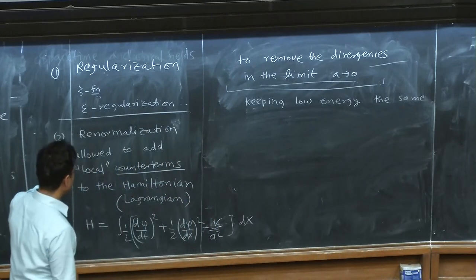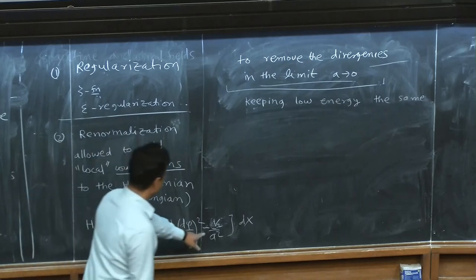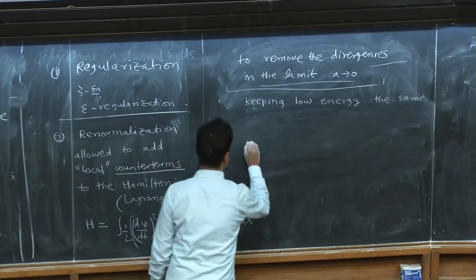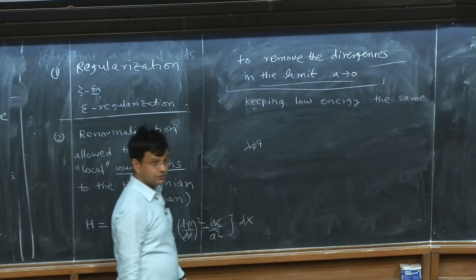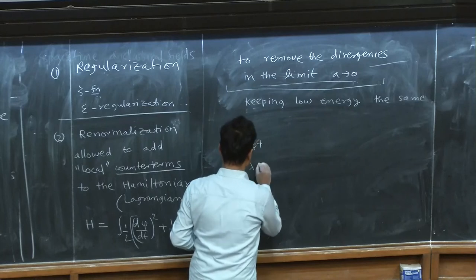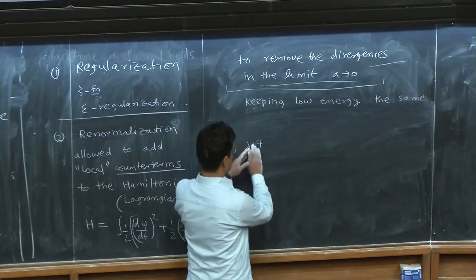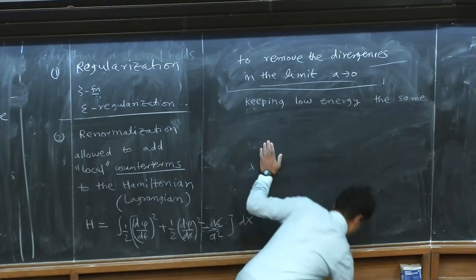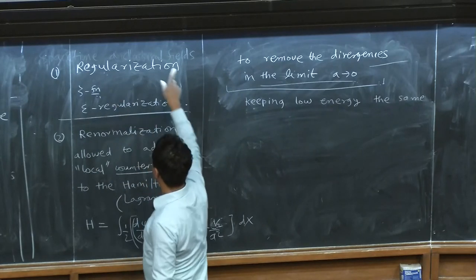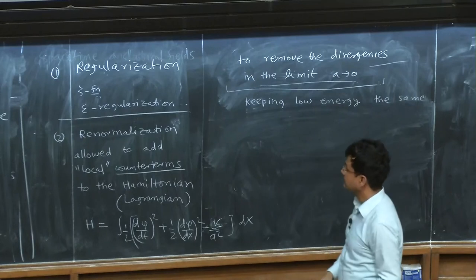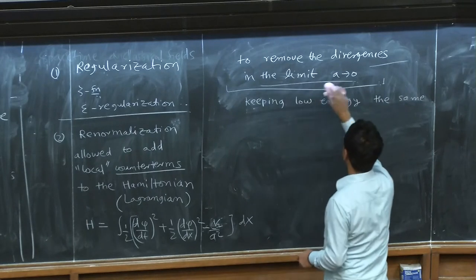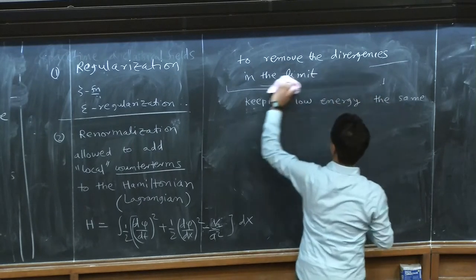And then you're allowed to add local counter terms in the Lagrangian, all terms in the Hamiltonian which are local. In the situation when the Hamiltonian has terms like lambda phi to the 4, you are actually allowed to add terms which are proportional to this. In that case, you keep some value of the lambda measured in experiment fixed, and then you take the limit. So the statement that I would make is that renormalization means that to these regularized answers of quantum field theory, we are allowed to add local counter terms to the Hamiltonian, so as to remove the divergences in the limit when the regulator is removed.